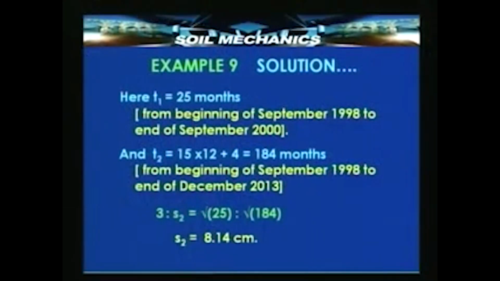Here T1 is 25 months, that is, if you start counting from the point of application of the load and count up to end of September 2000, you will get a total of 25 months. Then if you calculate further up to December 2013, from the beginning of application of the load, you will find it involves 184 months. So, if at the end of 25 months 3 centimeters is the settlement, at the end of 184 months what is the settlement? Obviously, it will be 8.14 centimeters.